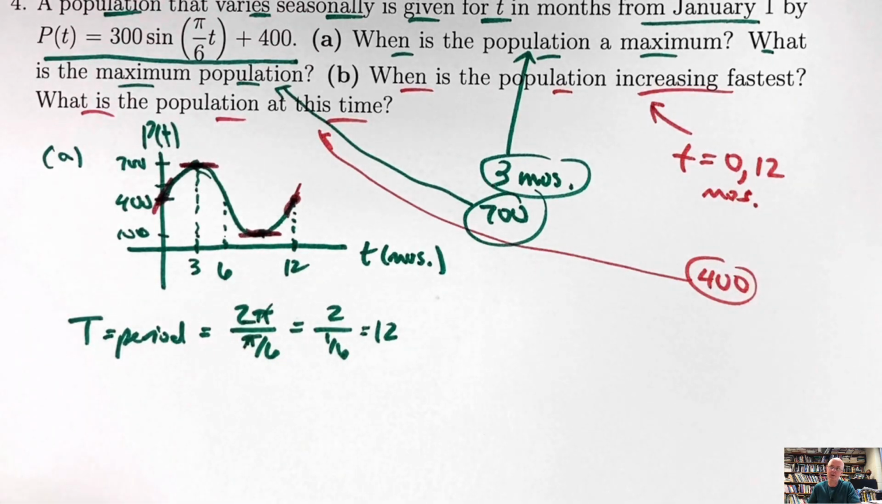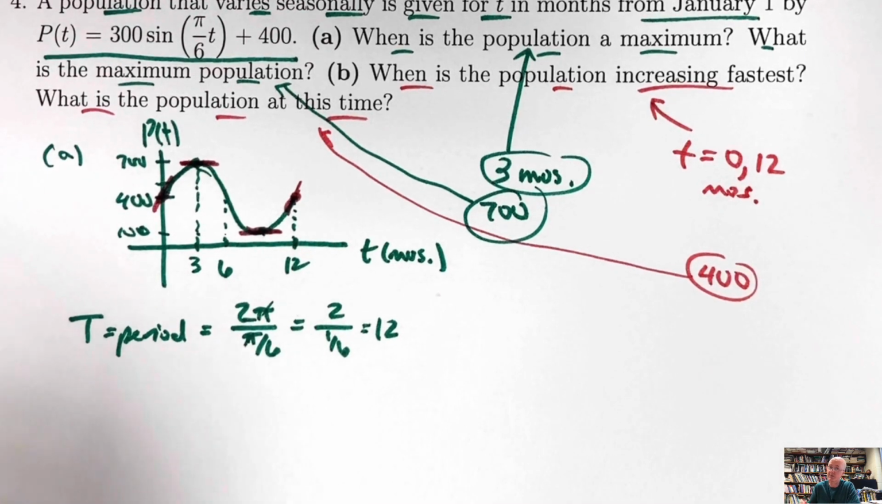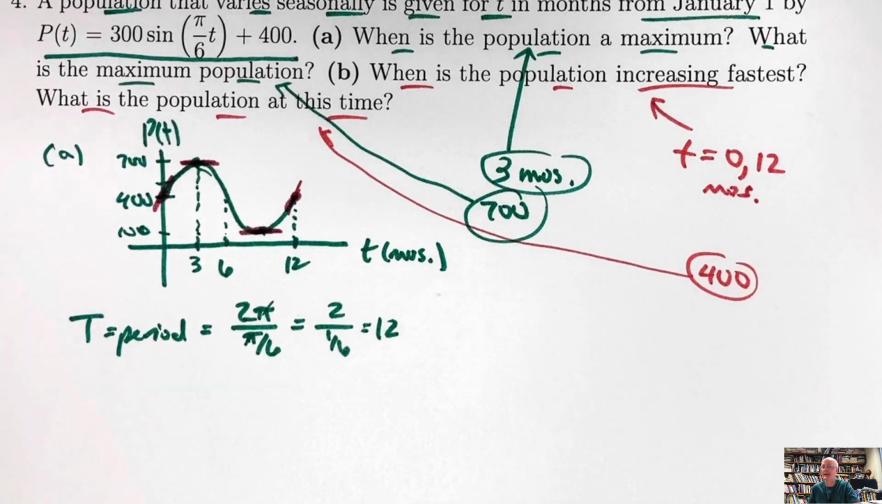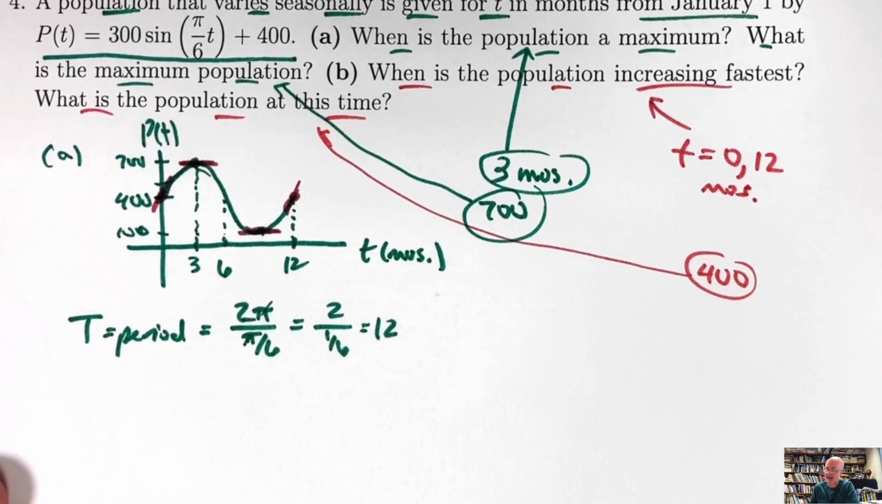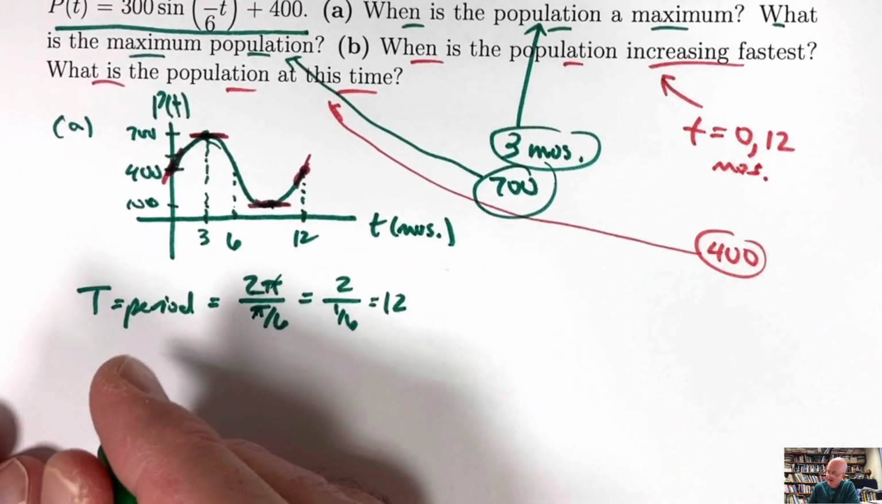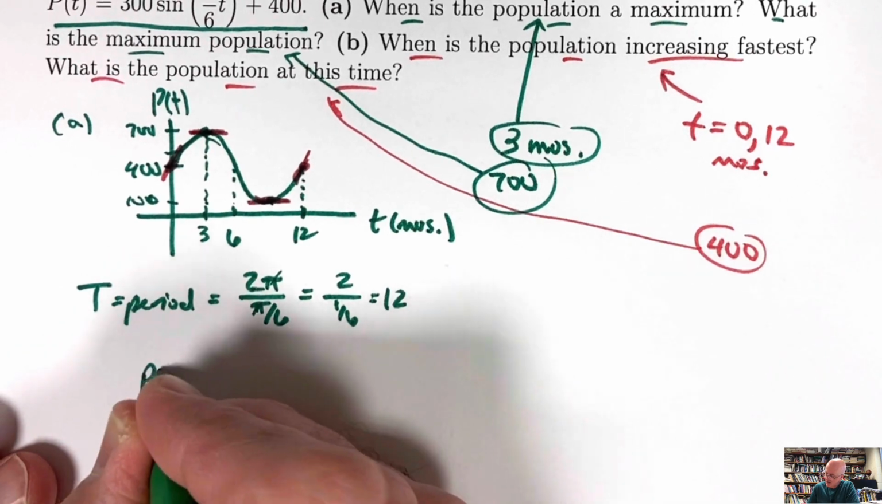There is another method. There are a couple other methods called the first and second derivative test. We're actually not quite there in this sequence of videos yet. I can talk about it anyway, though. P prime of t.